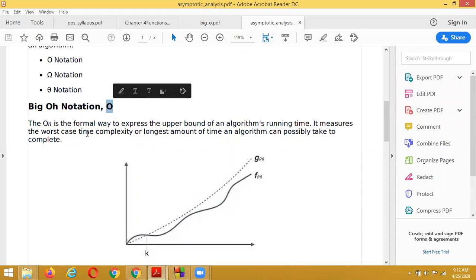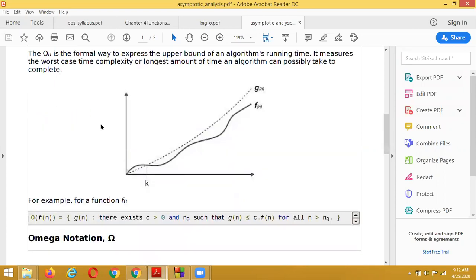Now after these notations, we are going to see how we represent the time complexity values here. And here, what is big O?